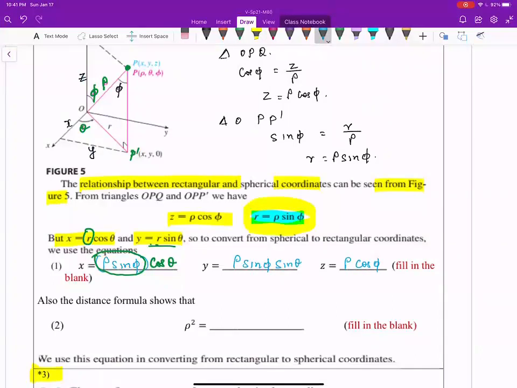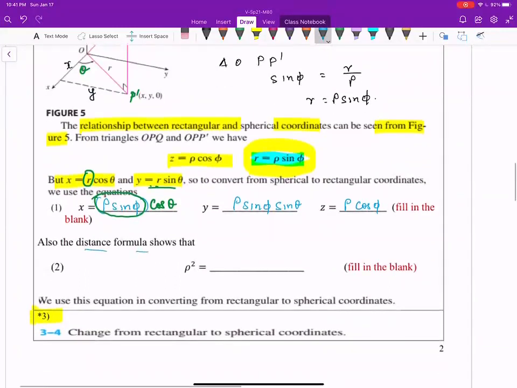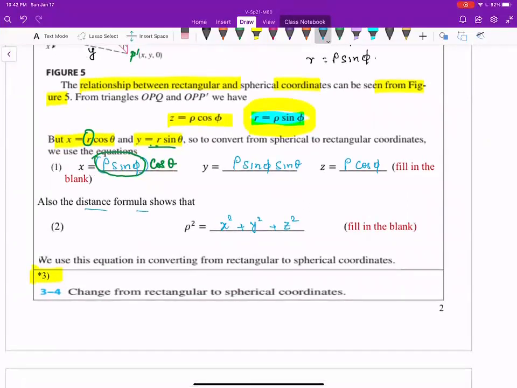You know the meaning of rho, theta, and phi. Rho is the distance between O and P. Theta is the angle between the positive x-axis and OP prime, where P prime is the projection of P onto the xy plane. Phi is the angle between OP and the positive z-axis. Also, the distance formula shows that rho squared equals x squared plus y squared plus z squared. We use this equation in converting from rectangular to spherical coordinates.